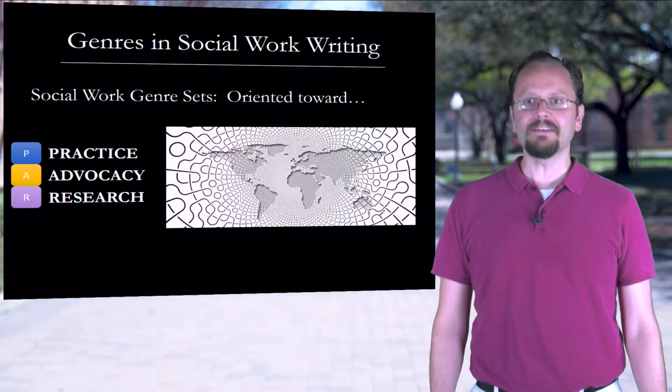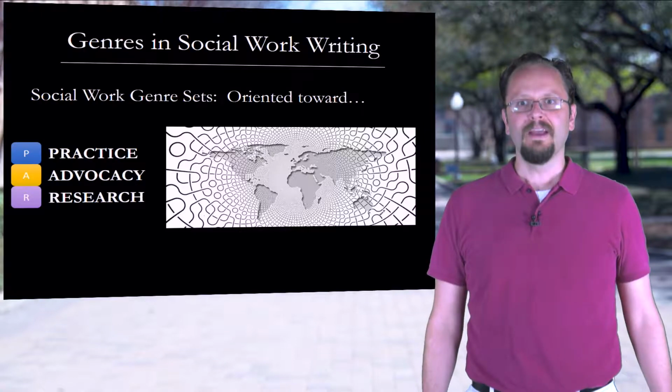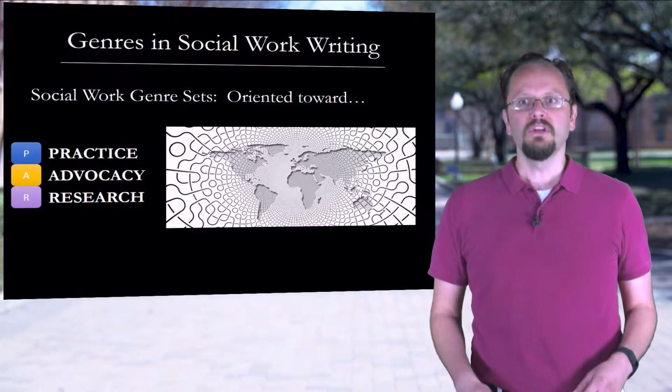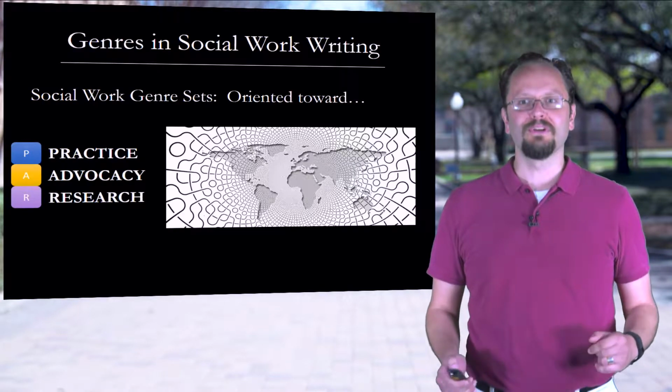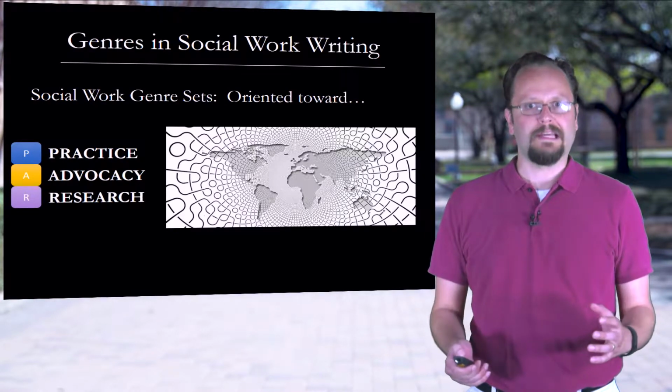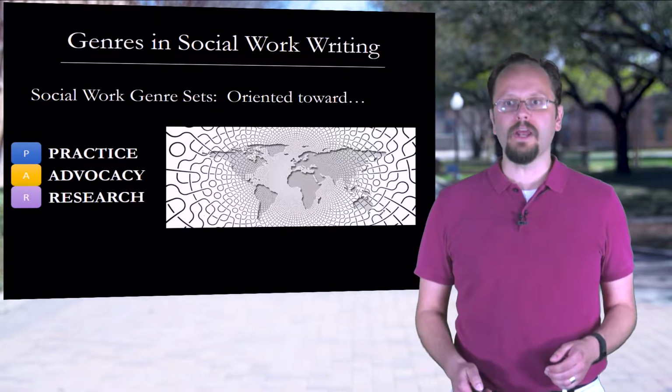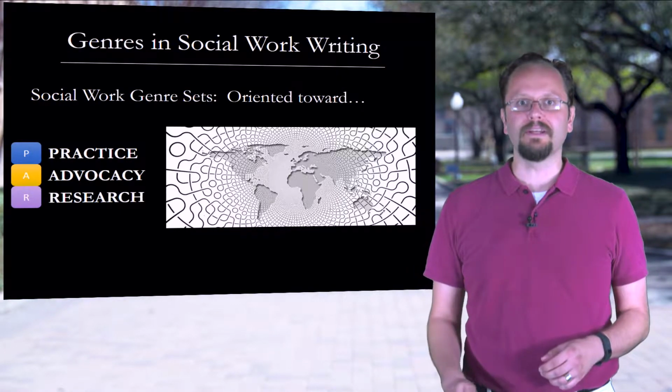So, unlike many disciplines, social work asks us to use and master many different genres of writing. I tend to use the features of these assignments, their audiences, tasks, and contexts, to group them into 3 big categories, which genre studies scholars call genre sets. And these are practice-oriented writing, advocacy-oriented writing, and research-oriented writing.